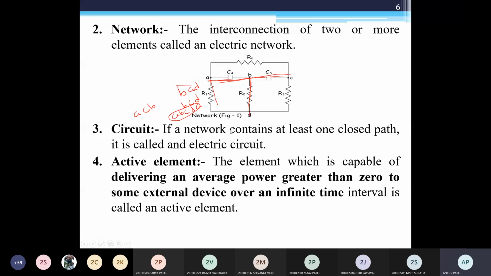Anyone having doubt regarding mesh and loop? No, sir. Okay, good.